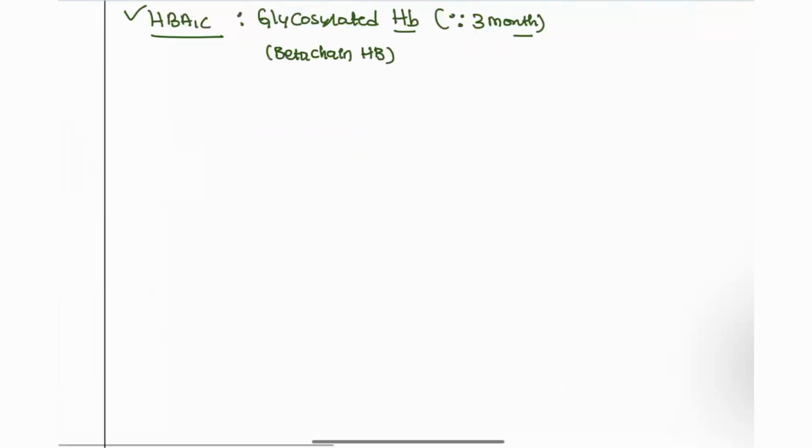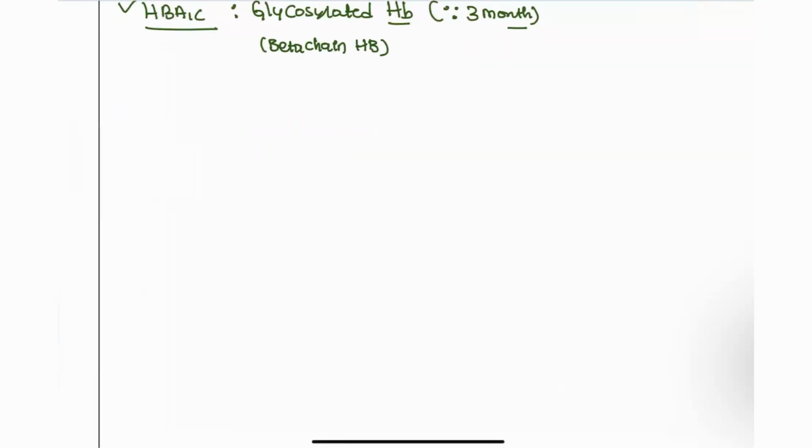Next, in some cases this glycosylated hemoglobin can be false. A false HbA1c is seen in acute blood loss, and also in those suffering from chronic or severe liver disease, and also in pregnancy patients.